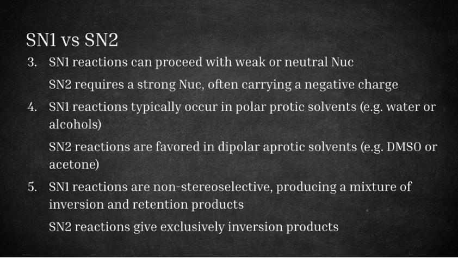SN1 reactions typically occur in polar protic solvents, e.g., water or alcohols, which stabilize the leaving group and the transition state via hydrogen bonding, lowering the energy barrier for carbocation formation. In contrast, SN2 reactions are favored in dipolar aprotic solvents, e.g., DMSO or acetone, which reduce solvation of the nucleophile, giving it greater freedom to attack the substrate.